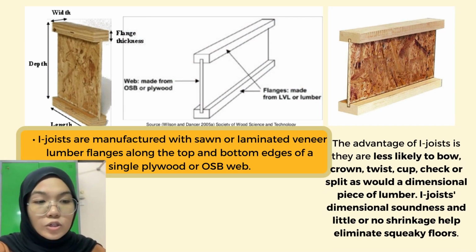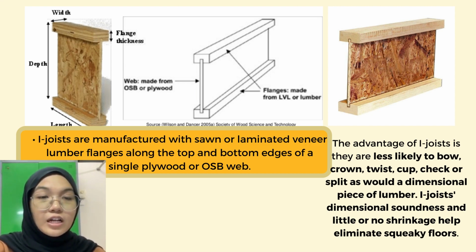I-joists are manufactured with sawn or laminated veneer lumber flanges along the top and bottom edges of a single plywood or OSB web. So there are some advantages to using I-joists. They are less likely to bow, twist or crown, and the I-joist's dimensional soundness and little or no shrinkage help eliminate squeaky floors.